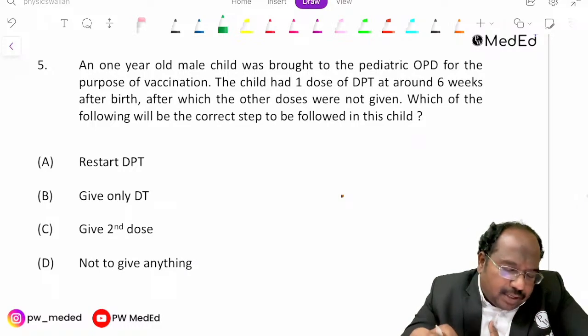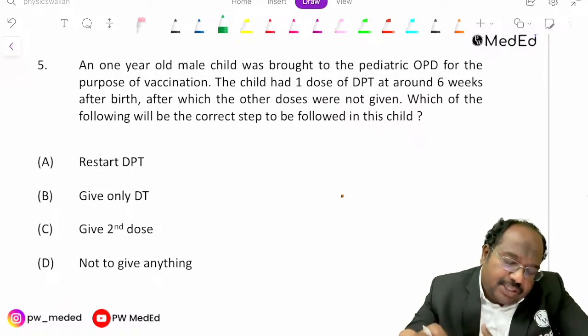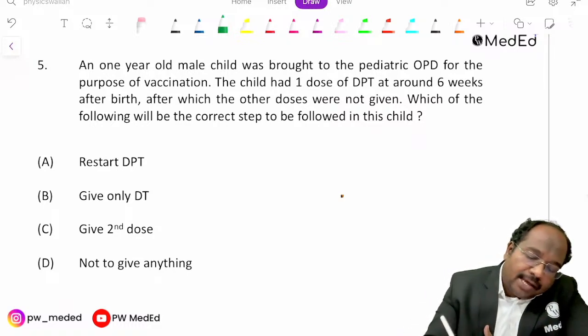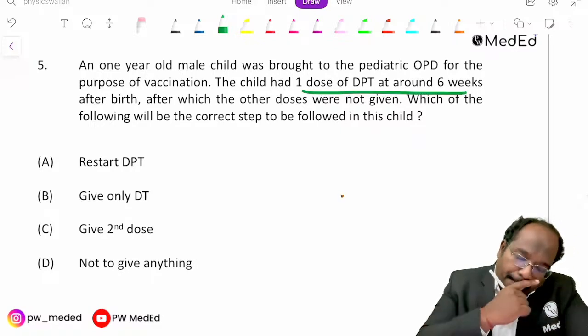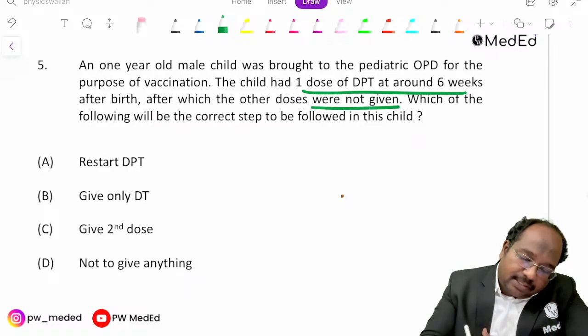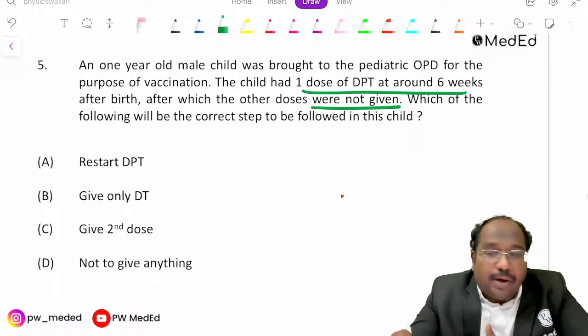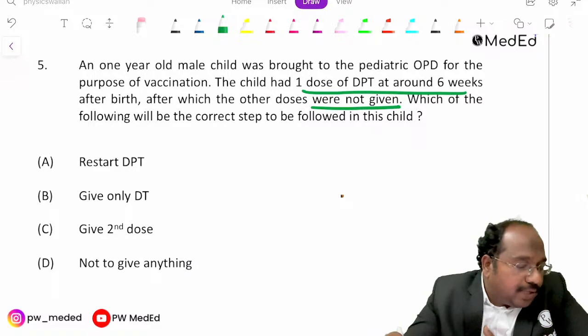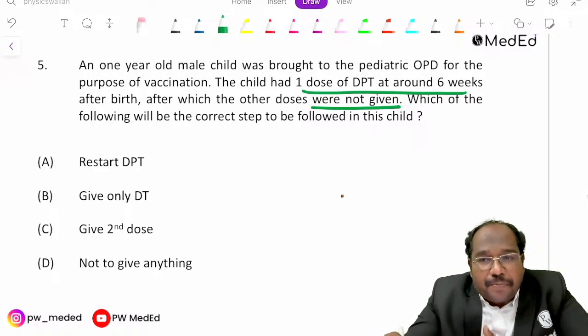Fifth question. A 1-year-old male child was brought to the pediatric OPD for the purpose of vaccination. The first dose of DPT was given at 6 weeks. First dose, after birth, and after that nothing was given. What is the answer here? Can you put that? Tell me the answer.